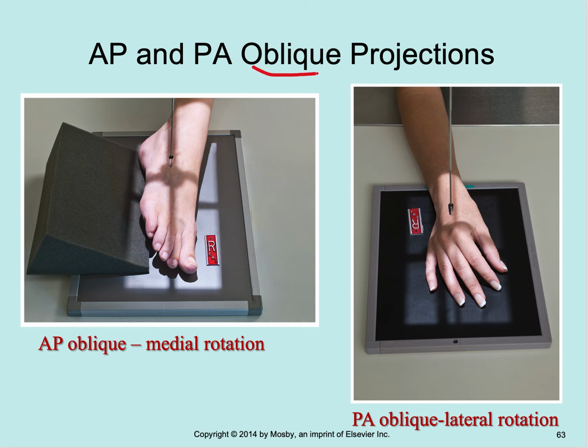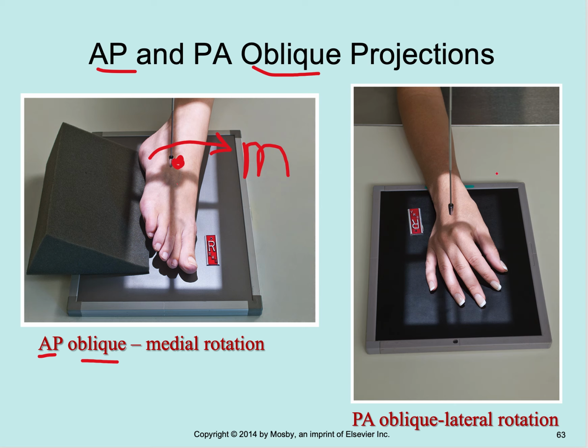AP or PA oblique projections. So this is an AP oblique, because now we have the body part angled, the body part is in an oblique projection. It has medial rotation. So what we're saying is we're rotating the foot or the leg medially, coming towards the medial aspect of the body. It is entering anterior up here, exiting posterior closest to the image receptor.